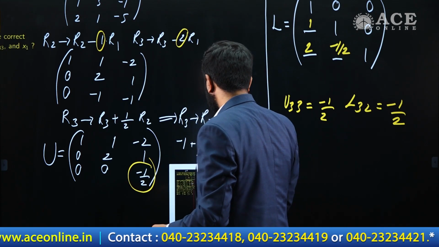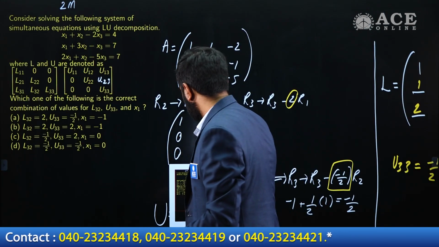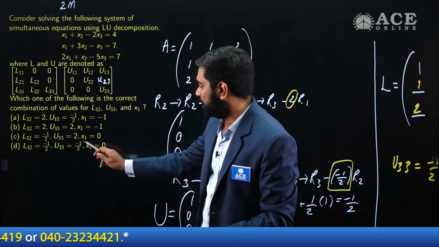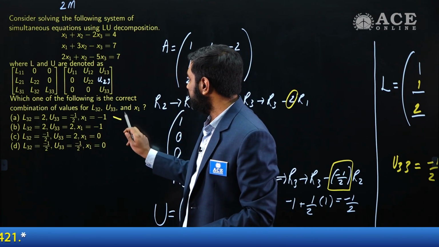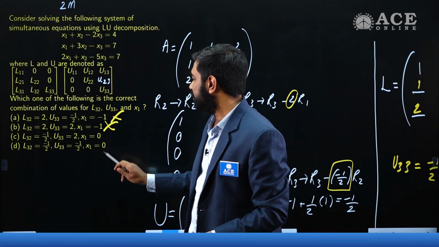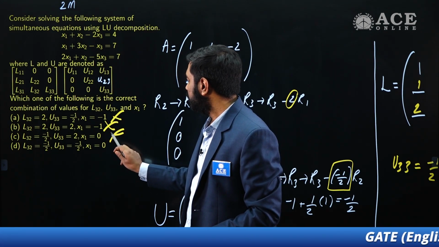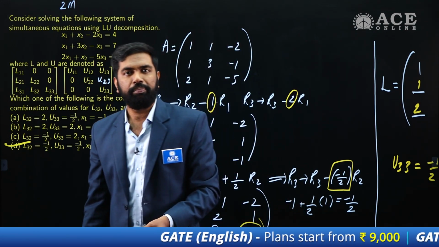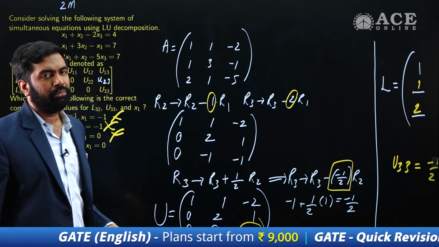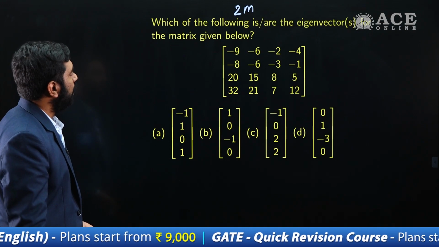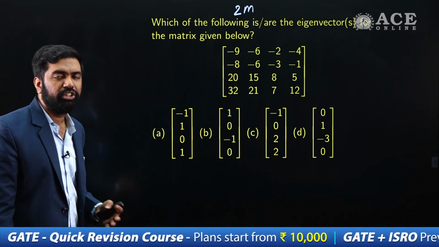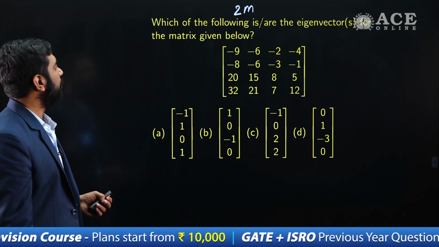Let's look at the options. What are the options telling? Is there any option with L32 as minus 1 by 2 and U33 as minus 1 by 2? Right? I can eliminate this. I can eliminate this. I can also eliminate this. That means through elimination, the answer for this question is option D. So this was a 2-mark problem. Let's look at the next problem. This is the last problem from engineering mathematics. It's a 2-mark question.